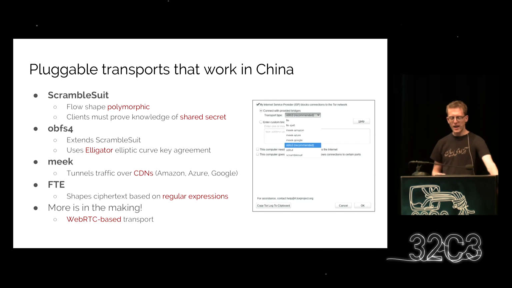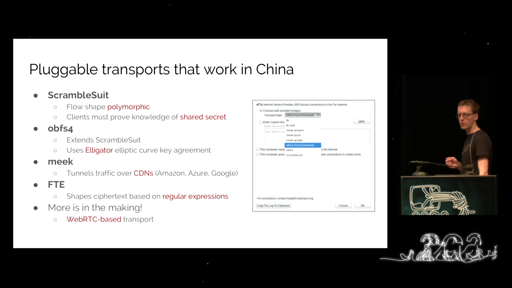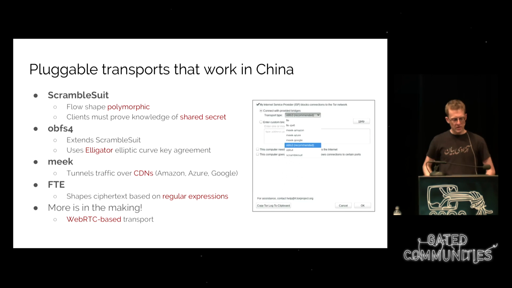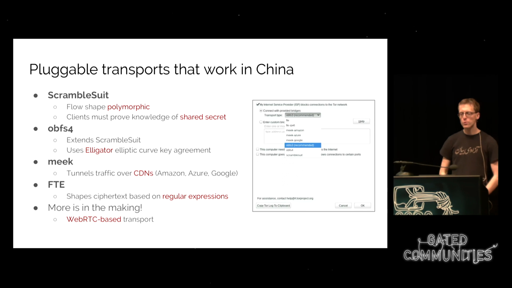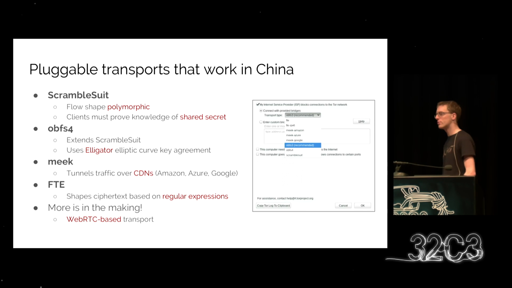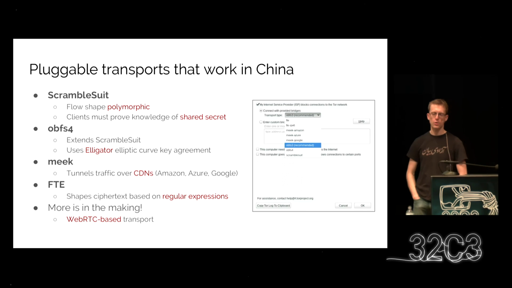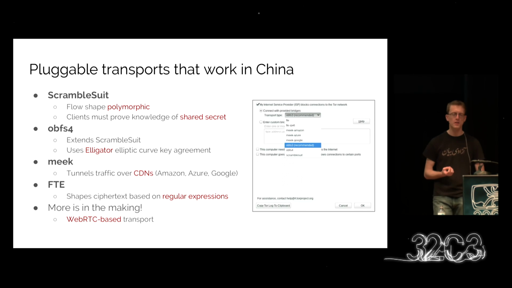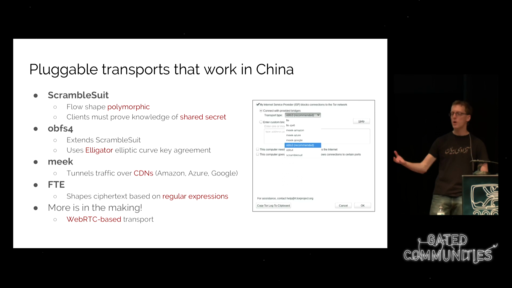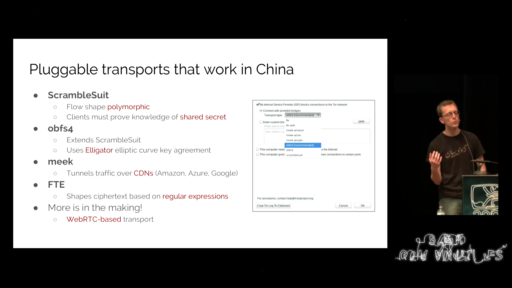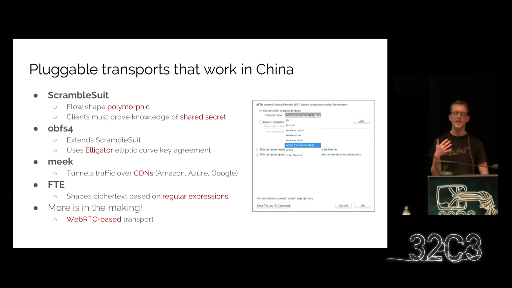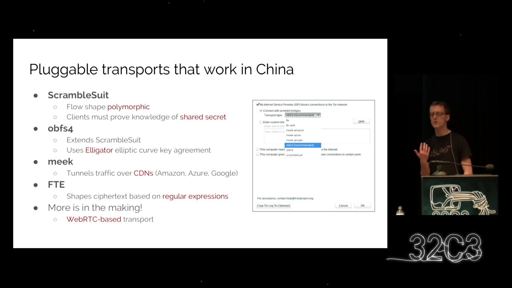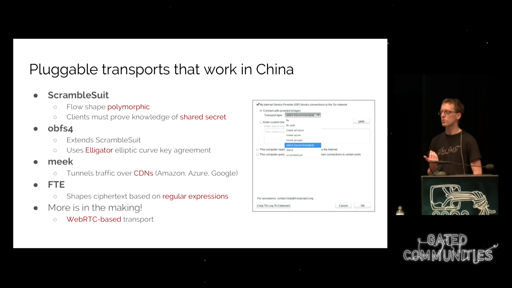And at this point, we have at least 4 protocols that work in China. So ScrambleSuit and OBFS4 were specifically designed to be resistant to active probing, since they rely on a shared secret that is given out of band, basically. And if you cannot prove knowledge of this shared secret in your network packets, a ScrambleSuit and OBFS4 server just won't talk to you, right?